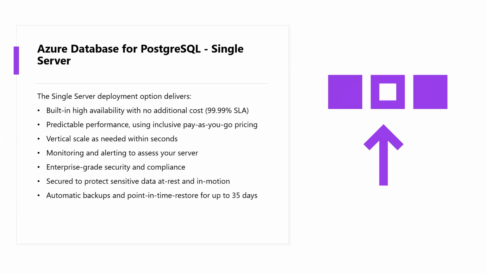Let's talk about Azure Database for PostgreSQL single server. The single server deployment option delivers built-in high availability with no additional cost, predictable performance using inclusive pay-as-you-go pricing, vertical scale as needed within seconds, monitoring and alerting to assess your server, enterprise-grade security and compliance, secure to protect sensitive data at rest and in motion, automatic backups and point-in-time restore for up to 35 days. And I will show you how to set up this backup, how we can change 7 days, 14 days, 35 days when we log into the portal.